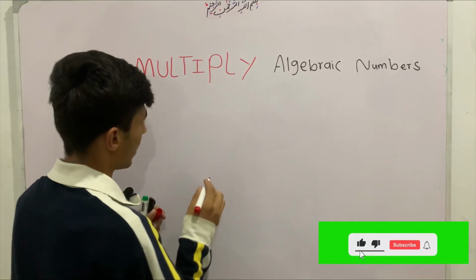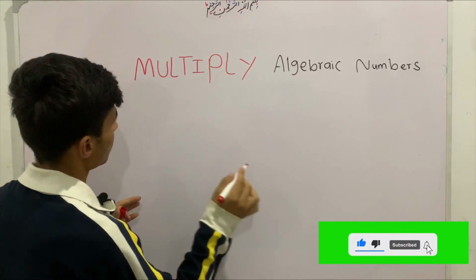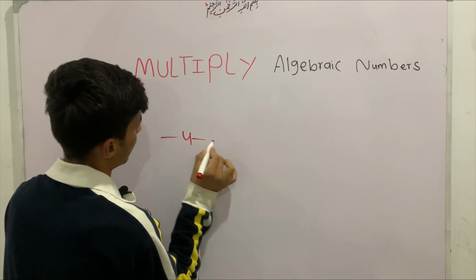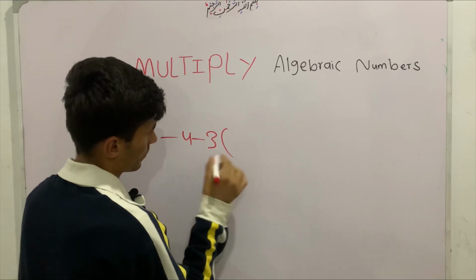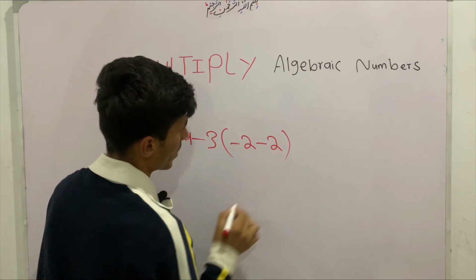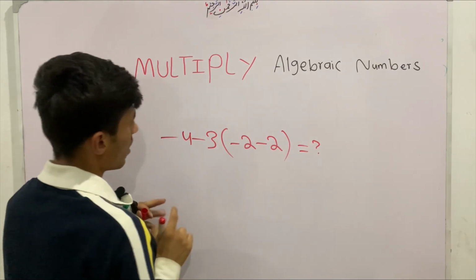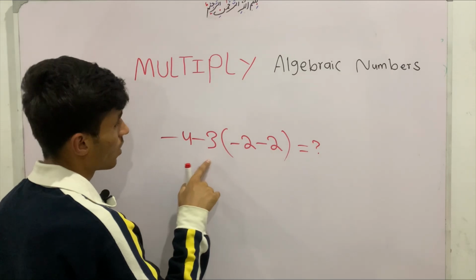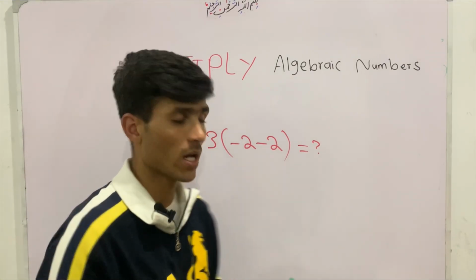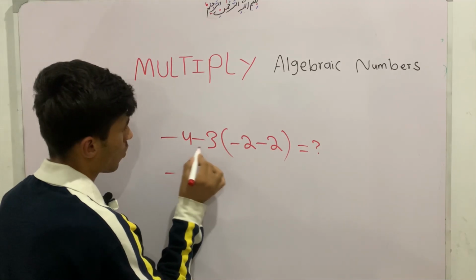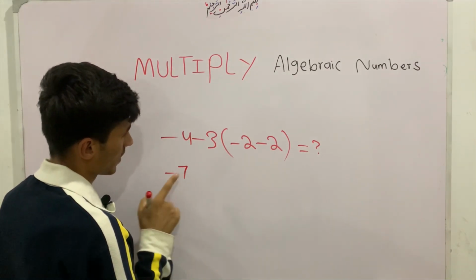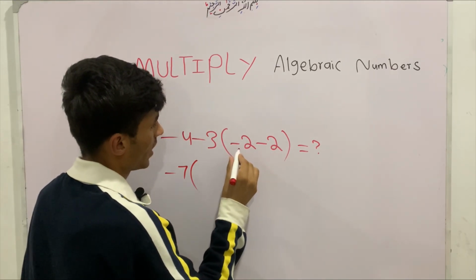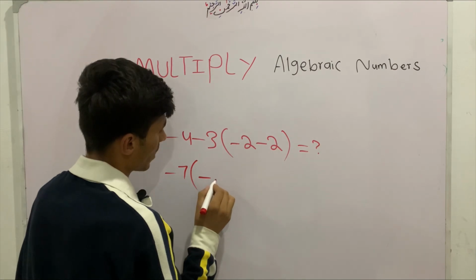Let me share with you a little bit tricky example. That is (-4, -3) and (-2, +2), right? Equals what? First thing you should do is add these numbers, this is how you do addition of algebraic numbers. Taking the common symbol, 4 plus 3 becomes 7, so -7. Then simplify the parentheses first: -2 plus 2 becomes 4.